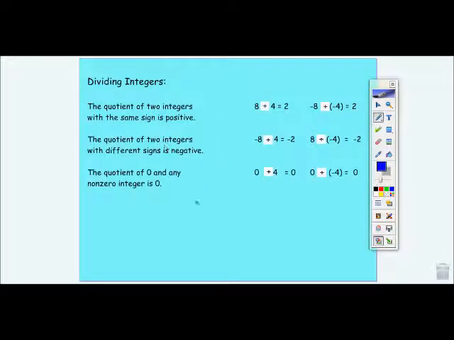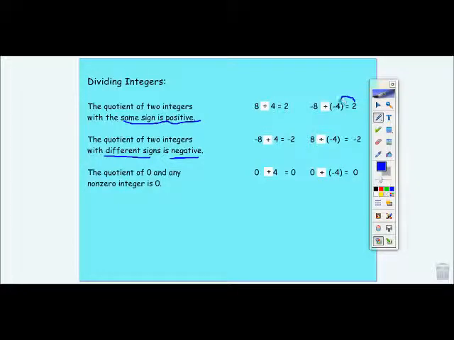Now, dividing, again, if you have the same sign, it's going to be positive, and different signs are going to make it negative. So, positive 8 divided by positive 4, positive 2. Negative 8 divided by negative 4, positive 2. With division, we never feel quite as secure with our division as we do our multiplication. So I like to just do it backwards.